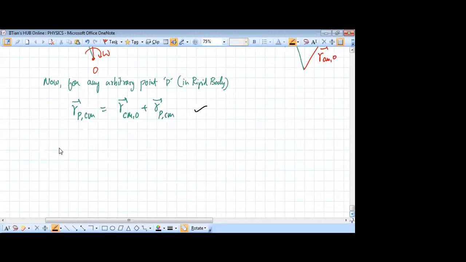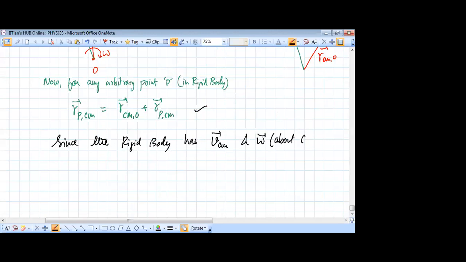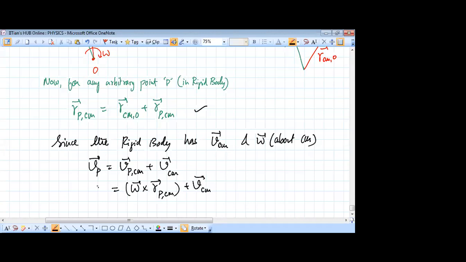Now we know that since the rigid body has VCM and omega about CM, in ground frame, the absolute velocity of that point is the velocity of that point with respect to center of mass plus the velocity of center of mass. So it is omega cross this plus VCM. So that is the velocity of that point.